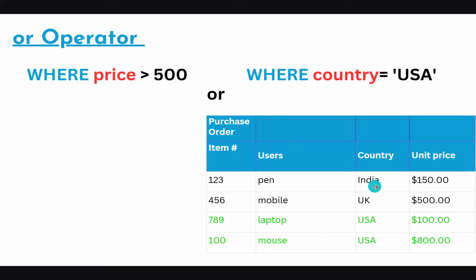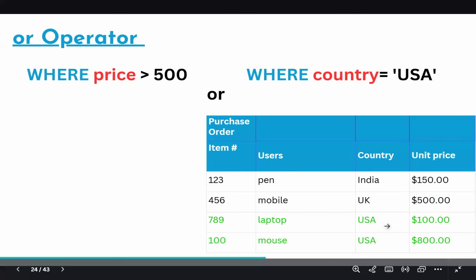So if you see here, India is not equal to USA, 150 is not greater than 500. Okay, UK is not equal to USA, 500 is not greater than 500. But you see here, USA equal to USA, true. But here, 100 is greater than 500, false. So even though it is true, false, as I'm using the OR operator, this row will get picked up.